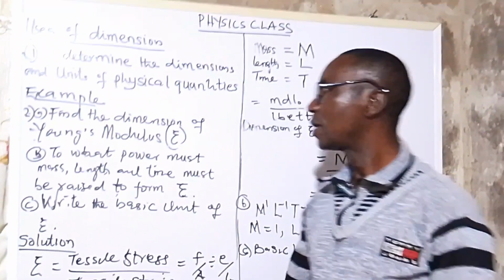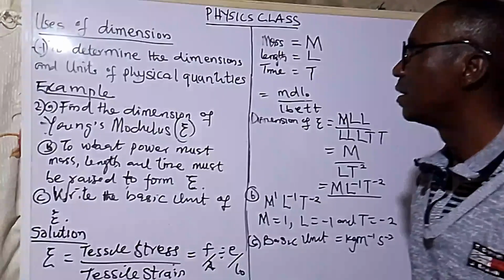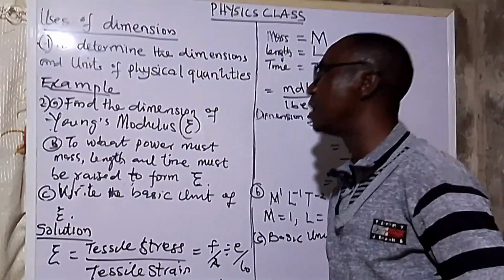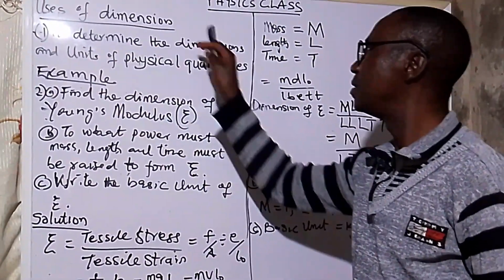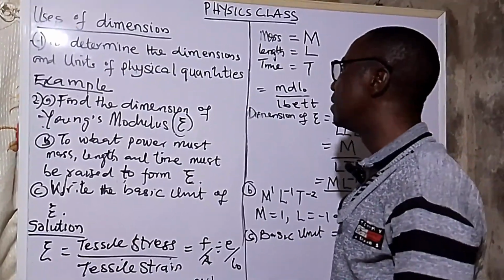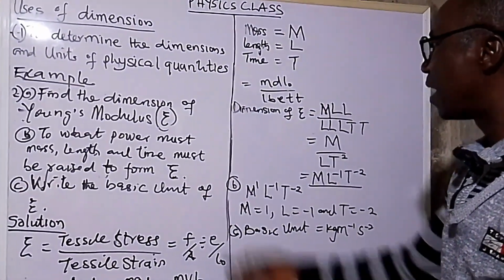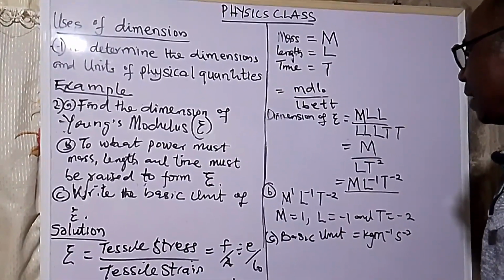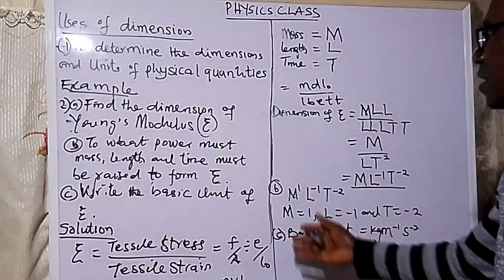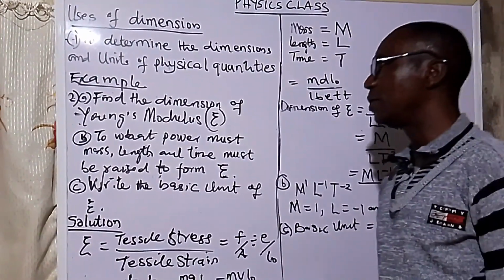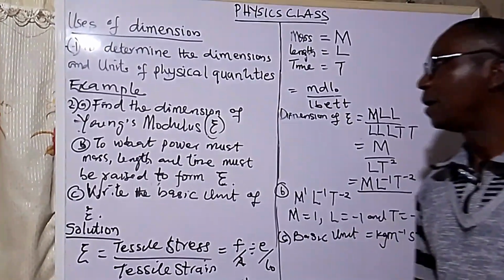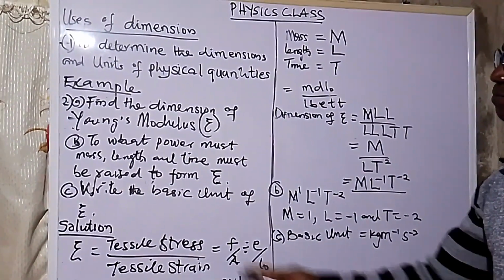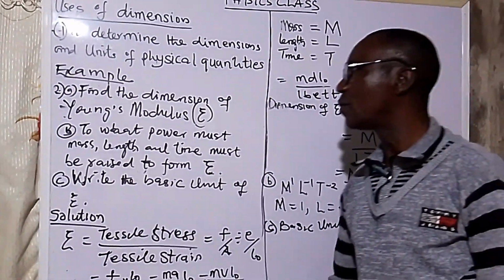Now, we can see from this the first application or use, that is to determine the dimension and the unit of a physical quantity. We have enough examples under it, and this one will be the final example that we are going to give under this one. As I said, we have many derived quantities.